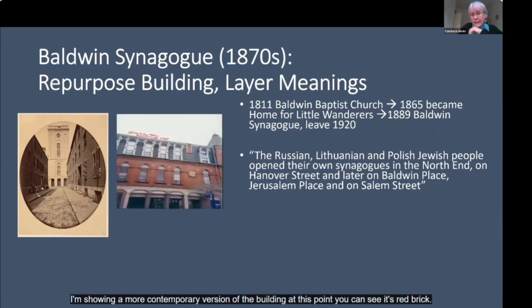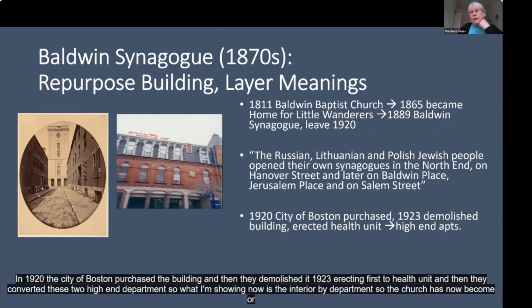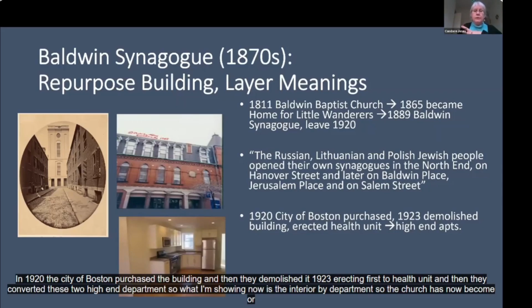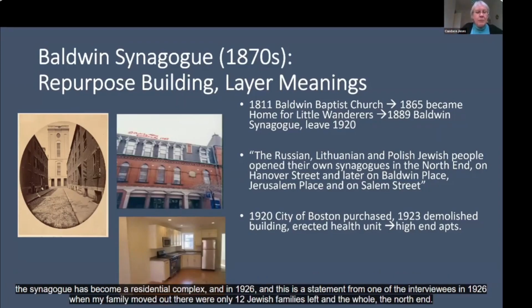I'm showing a more contemporary version of the building at this point. You can see it's red brick. In 1920, the city of Boston purchased the building, and then they demolished it in 1923, erecting first a health unit, and then they converted these to high-end apartments. So what I'm showing now is an interior of a high-end apartment. So the church has now become, or the synagogue has become a residential complex.